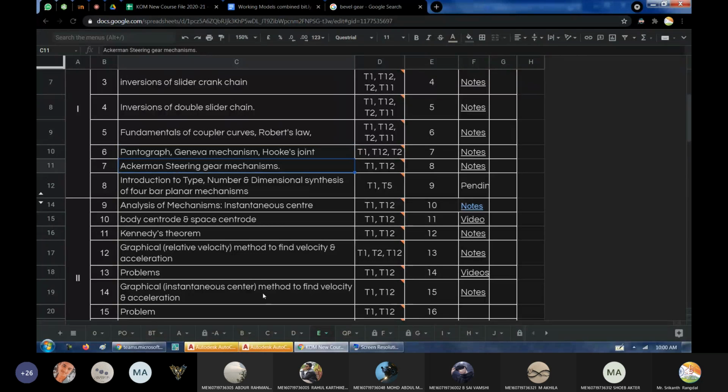Okay. The next thing we'll take up is the Ackermann steering gear. So what is the steering gear mechanism? What is steering? Come on, anyone? You don't know steering?